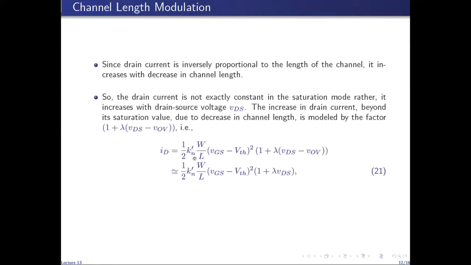So instead of taking the decrease in the length of the channel into account, we model this channel length modulation effect through this factor here of 1 plus lambda times (VDS minus VOV). So VDS minus VOV is the additional VDS beyond VOV. So when VDS is equal to VOV, this term is 0.